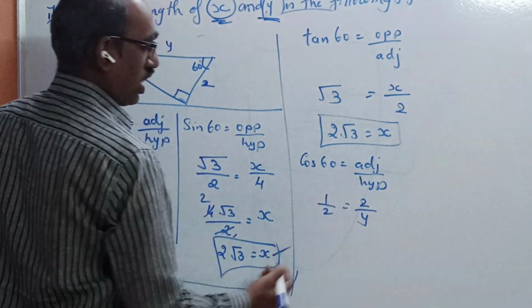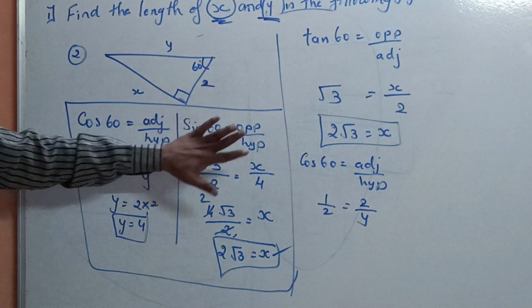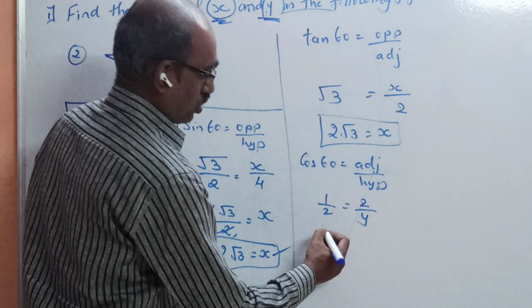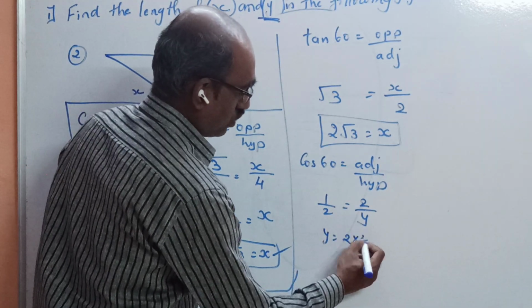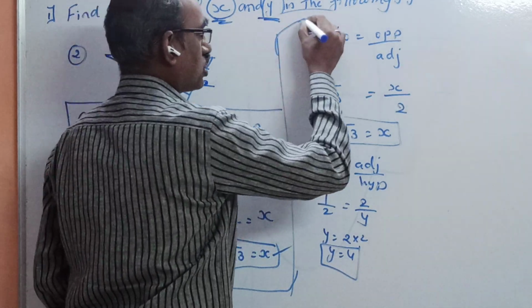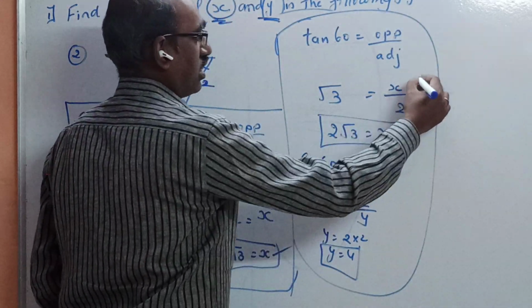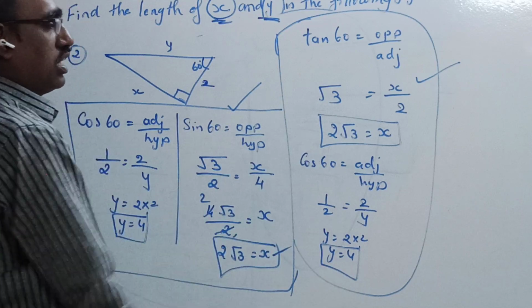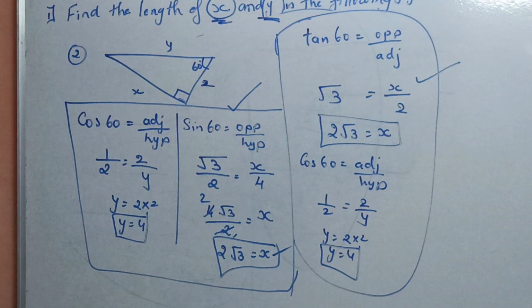Hypotenuse is y. We have not got the value for y. This you are not using. This you are going to continue. So y is equals to 2 into 2. So y is equals to 4. That's all. You can either use this one method or you can use this another method. Either of the two. I hope you have understood this.